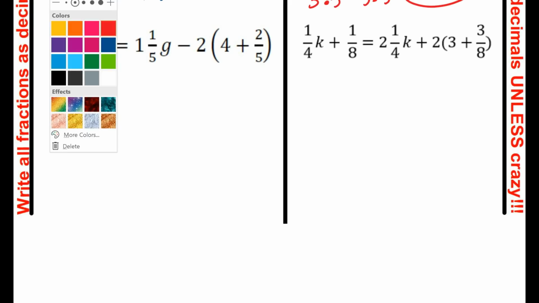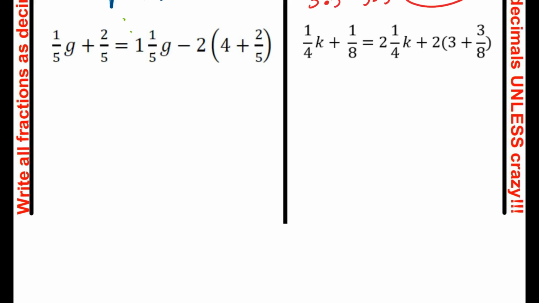All right, let's look at the next one. Let's pick green for life because I need life right now. So here I'm gonna let y'all do the last problem by yourselves, okay? So we get 1/5 G is equal to, what would y'all do here?